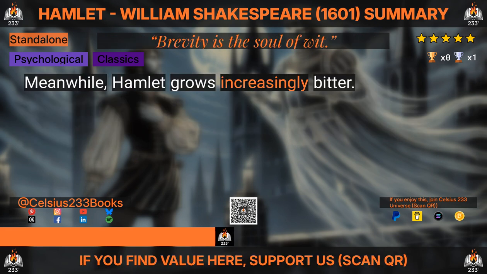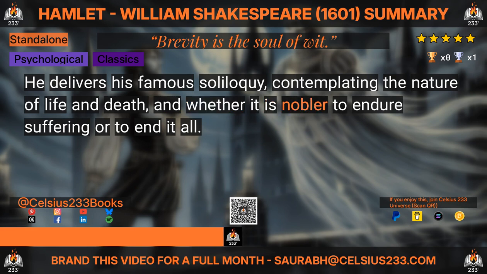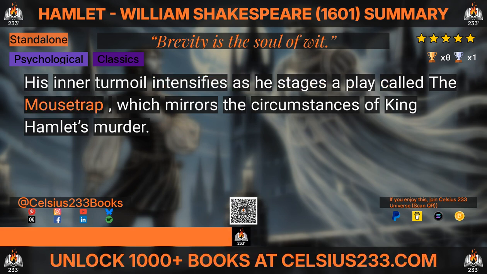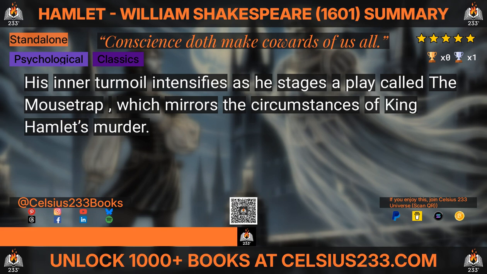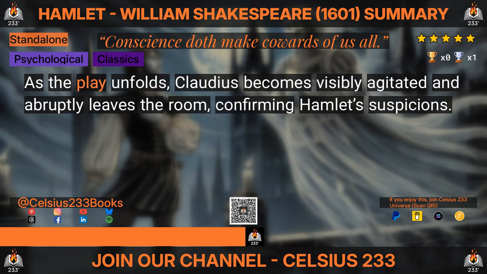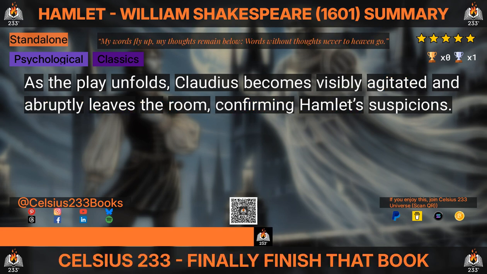Meanwhile, Hamlet grows increasingly bitter. He delivers his famous soliloquy, contemplating the nature of life and death, and whether it is nobler to endure suffering or to end it all. His inner turmoil intensifies as he stages a play called The Mousetrap, which mirrors the circumstances of King Hamlet's murder. Hamlet plans to watch Claudius's reaction closely, hoping it will confirm his guilt. As the play unfolds, Claudius becomes visibly agitated and abruptly leaves the room, confirming Hamlet's suspicions.